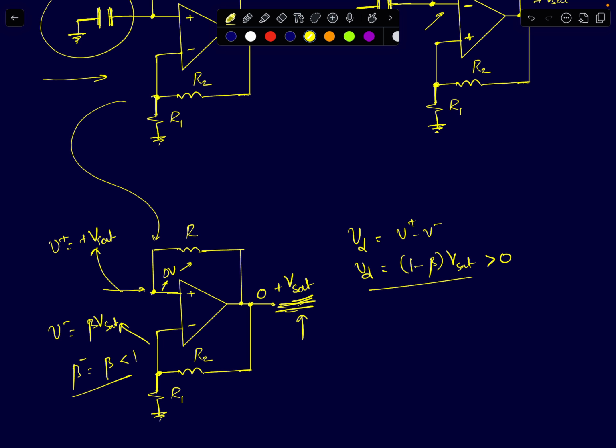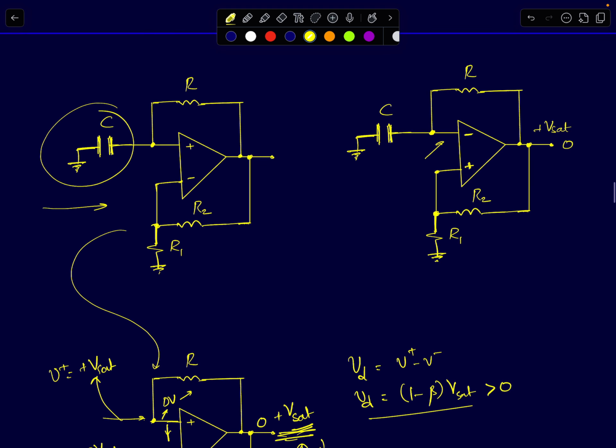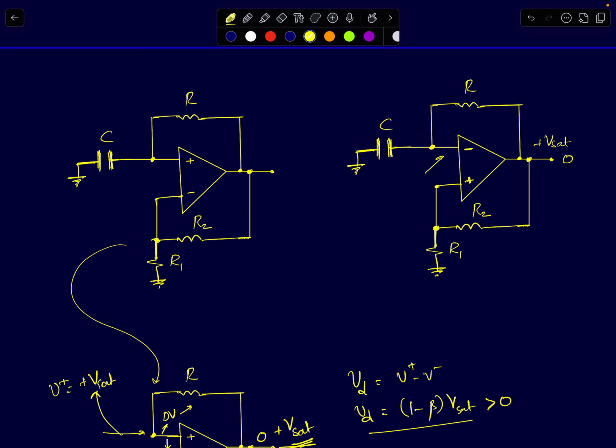And you can similarly show, if you slightly displace this node by minus delta V volts, a slight negative voltage, the output will come to minus Vsat, and the differential input voltage will be 1 minus beta into minus Vsat, and therefore it will stay at minus Vsat for all time. So if you connect the RC to the positive terminal and the resistors to the negative terminal, then this circuit will not oscillate. It will either be stuck at plus Vsat or at minus Vsat.